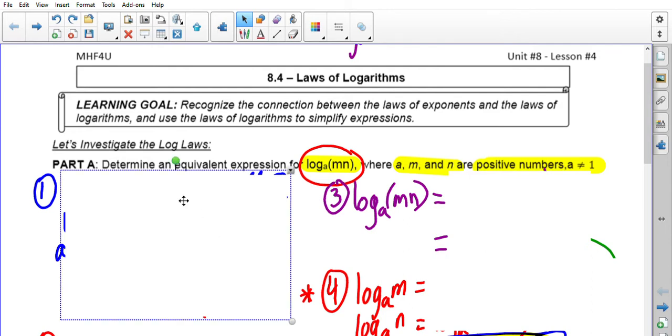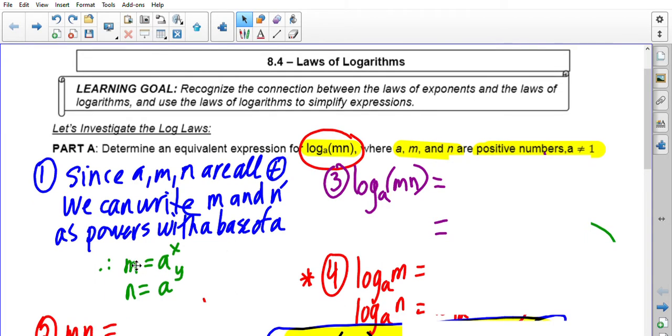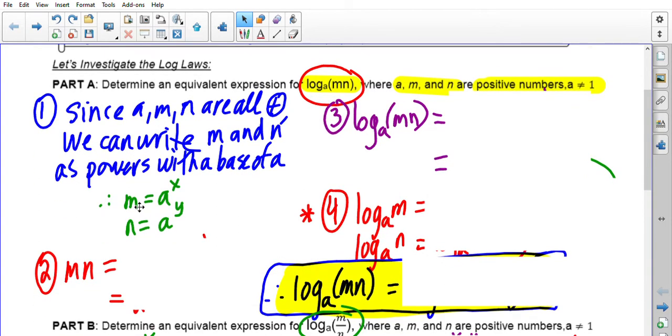So let's start off. Since a, m, and n are all positive, that means we can write m and n as powers with a base of a. A positive number can be written as another positive number raised to an exponent. It could be ugly numbers, it could be nice numbers, but either way we know that we can write a positive number as a power with a positive base. So let's pretend m is equal to a to the x, some unknown exponent, and n is equal to a to the y, some other unknown exponent.